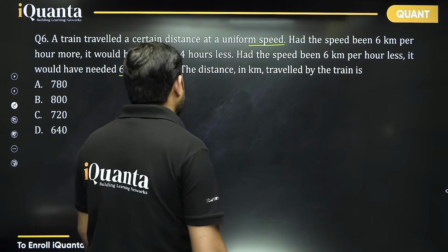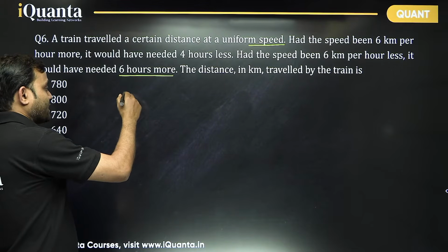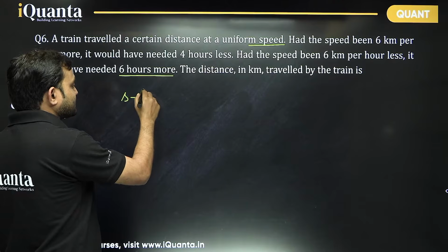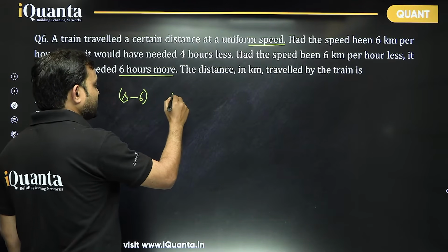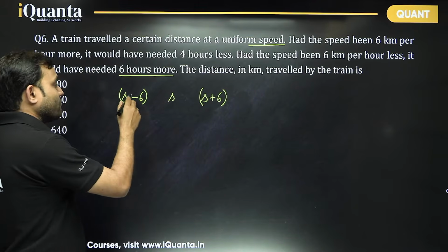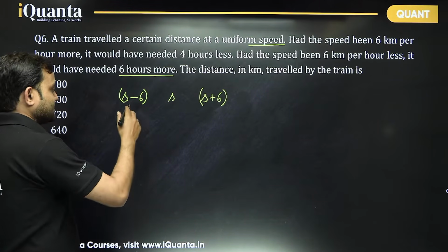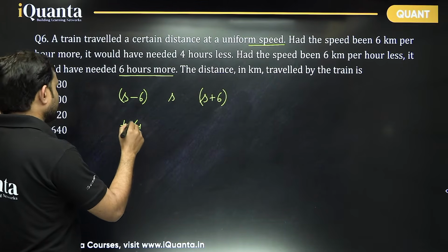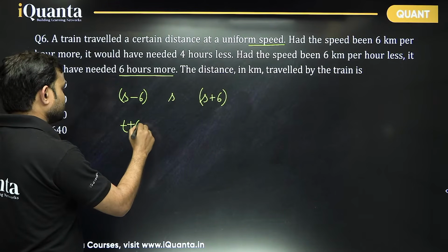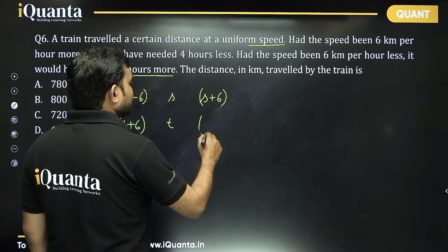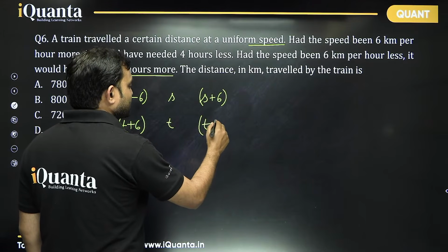We can say that we have 3 different kinds of speed. One of the speeds is s minus 6, then another speed is s, and then it's s plus 6. When speed is s minus 6, the time is t plus 6, right? When speed is s, we will have to take time as t. When speed is 6 more, time is t minus 4.